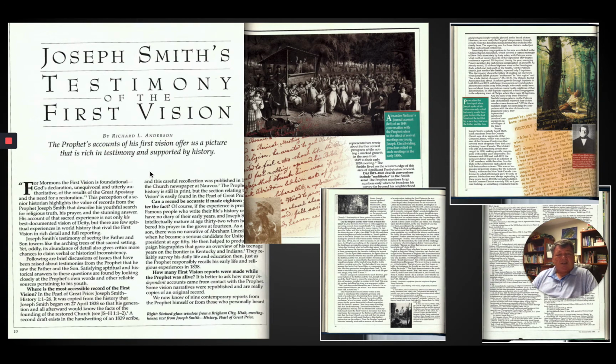He's taken all the different accounts of the first vision, and he has summarized them to help give us perspective and a better understanding of it. So secondary sources are really great at that. They have someone who's done that already for us.